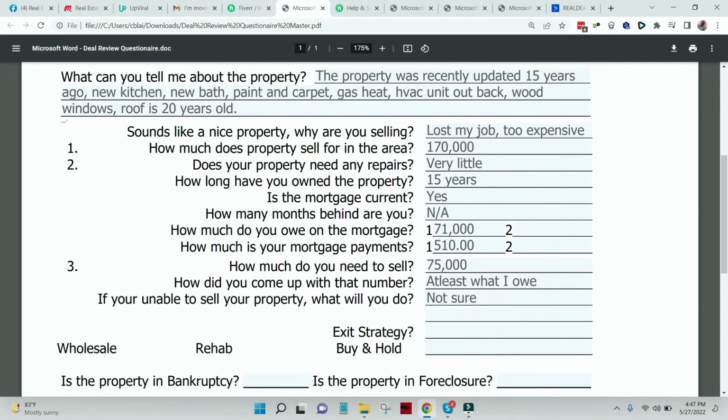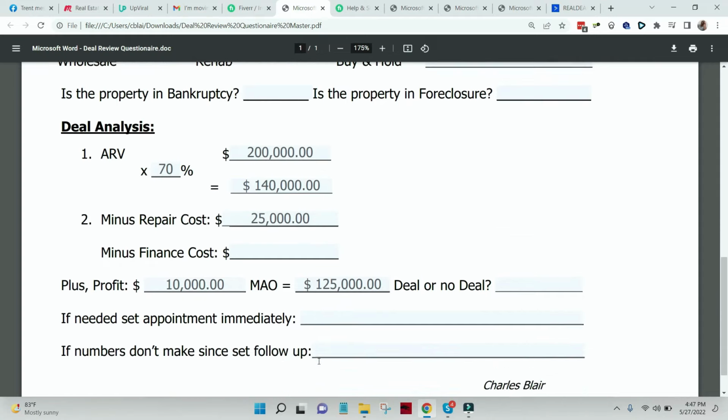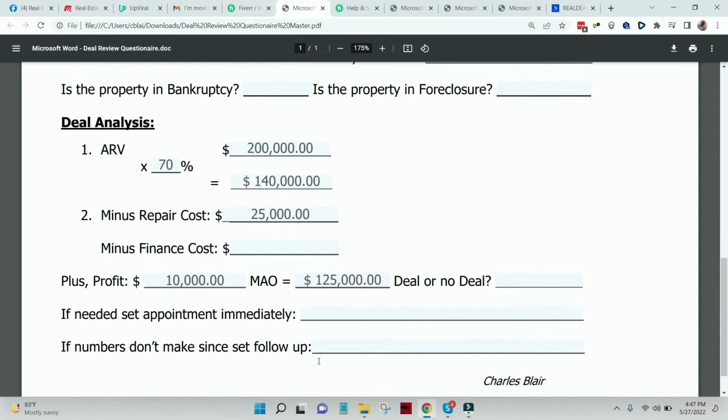Next part, we got the exit strategy. We skip past that. Buy and hold, we can skip past that because right here we determine whether it's a wholesale deal, a rehab deal, or a buy and hold, or it could be an owner-structured finance deal. So you have the option to put down here exactly what type of deal it is. Let's go down to the deal analysis part, and this is where all the magic happens. This is an automated calculated form, so you can actually fill in the information and it'll do the calculations for you. So let's go ahead and start off at 0 on this form.